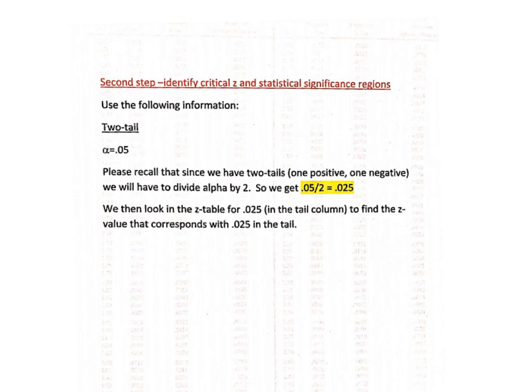Okay, the next thing you're going to do is identify the critical z and the statistical significance regions. We use the following information. We know we have a two-tailed test, and we know that alpha equals 0.05. Since it is 0.05, we take that alpha and divide it by 2, so we get 0.025. Then we find the z-score associated with 0.025. We look in our z-table in the tail column for the proportion of 0.025, and we look for the z-value that corresponds with that proportion.